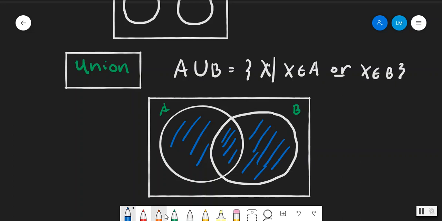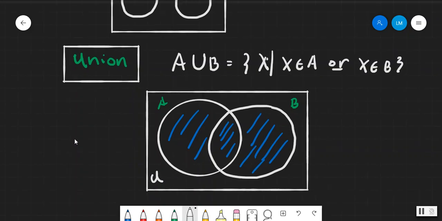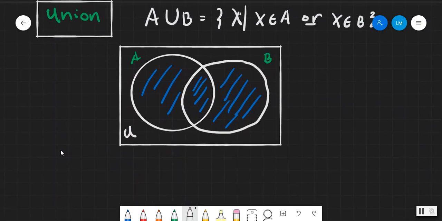Now, of course, you do need to have the universal set denoted somewhere in here, so that way you know what the set in question, or what the universal set in question, is.